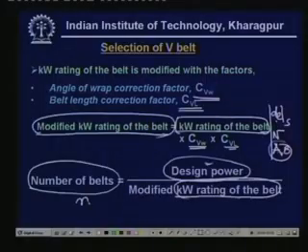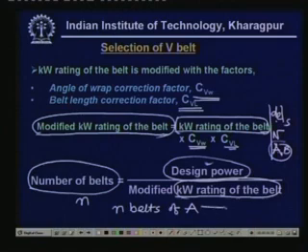So once you get the number of belts, say n, then your final designation is n belts of, say, A section, with a given belt length in millimeter, and this one will be in inch. So this is your specification for the drive.